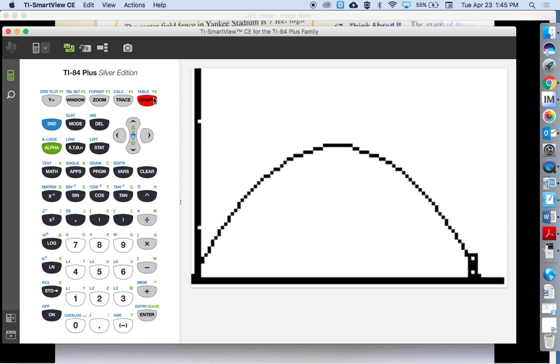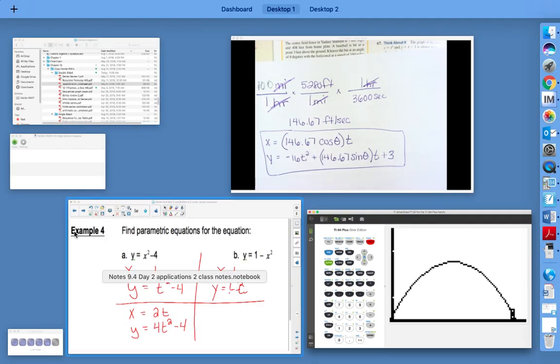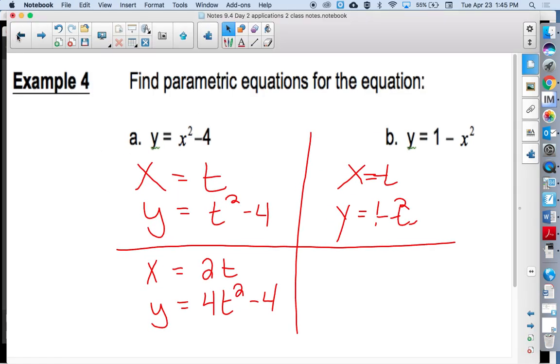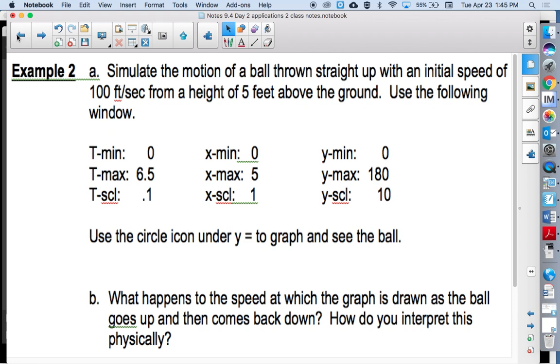So in your packet, if you just look above at example 2, which is at the top of the packet, so now we're still throwing a ball, but this ball is being thrown straight up. So I wish I would have brought in a ball today. I didn't bring in a ball. But you're taking a ball, you're just throwing it straight up, but the initial speed of that ball is 100 feet per second. So like you're really whipping that ball with all your might up. It says you're throwing it from a height of 5 feet above the ground.